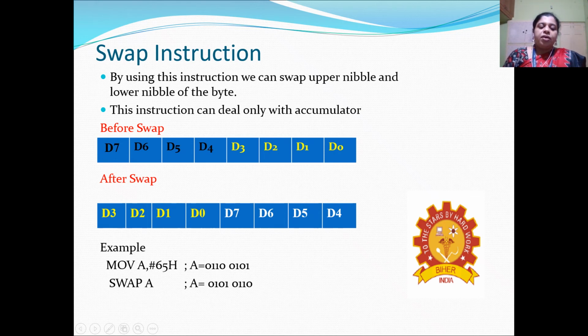So with a numerical example, I can say MOV A, #65H. So this is the binary representation of 65. So first this lower nibble will be moved here. So the upper nibble now will contain 0101 and lower nibble will now contain the upper nibble value, that is 0110. We are just swapping the lower nibble content and the upper nibble content. So this is the swap instruction.